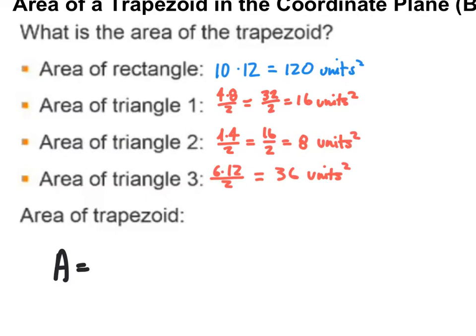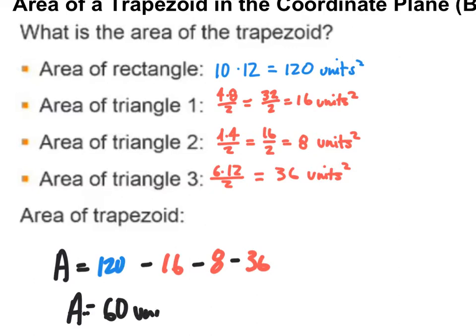Now to find the area of this trapezoid, the area is going to be equal to 150, and then minus 16, minus 8, and then minus 36. I'm sorry, this should be 120. So let's do 120 minus 16 minus 8 and then minus 36, and that's going to give me an entire value of 60 units squared.